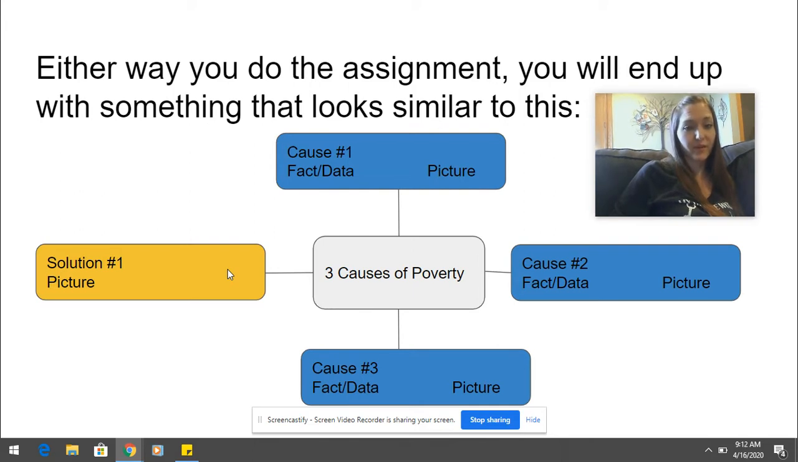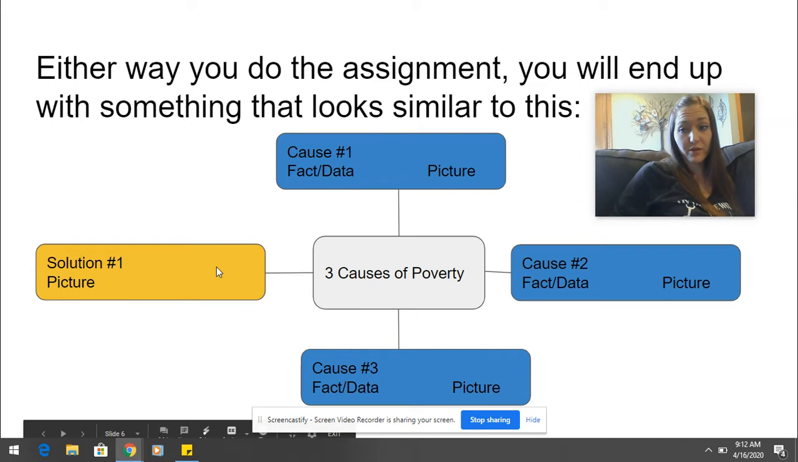You don't have to have facts or data to back up your solution. You just write down your solution with 1 picture. You don't have to include color on your pictures. You don't have to include color on your mind map. I just included color on here so that way you guys can kind of see the difference between the 4 different branches.